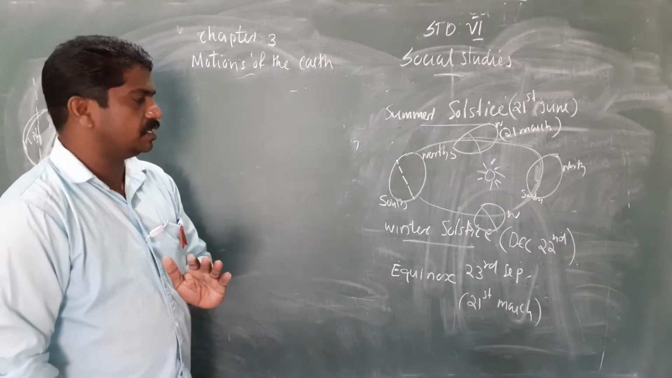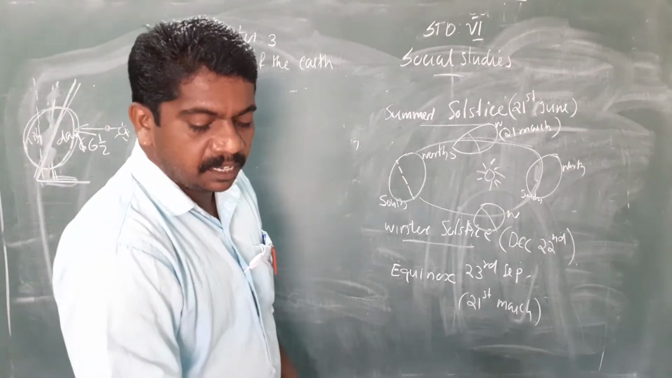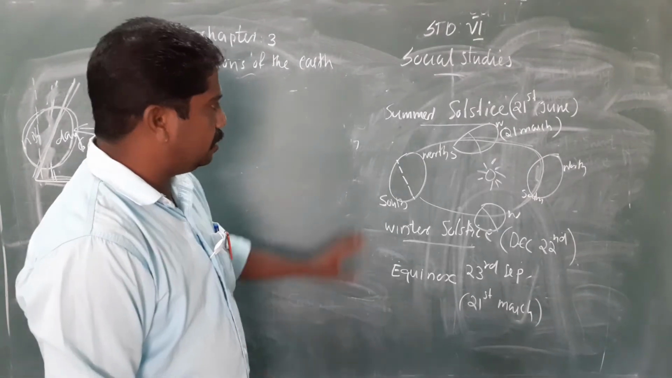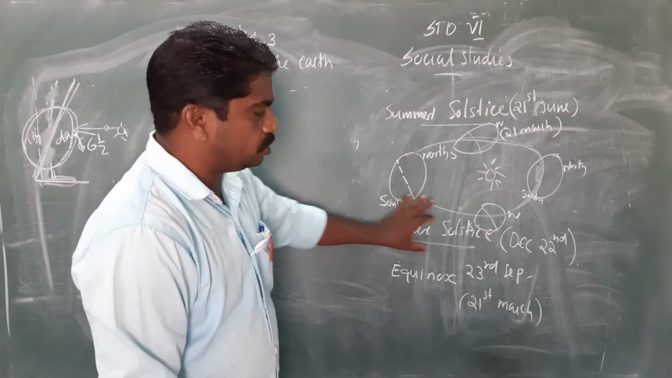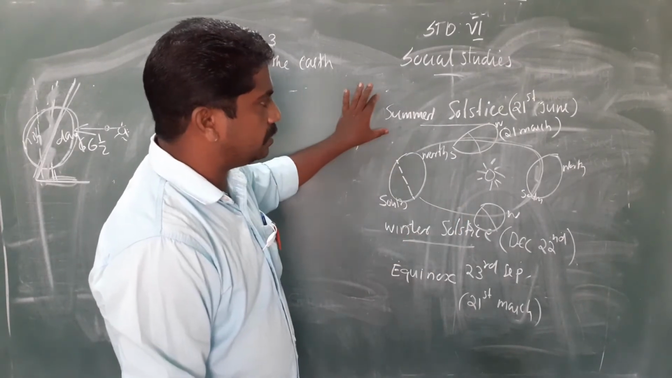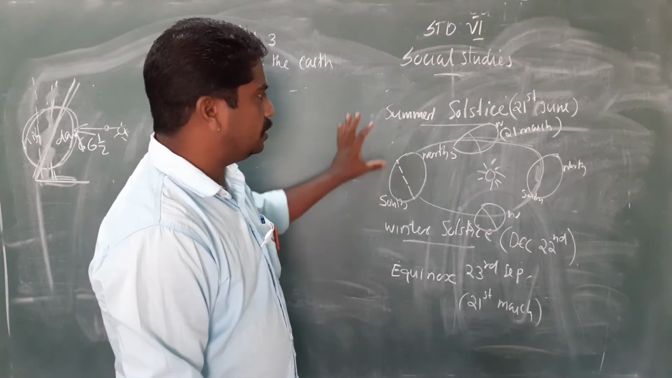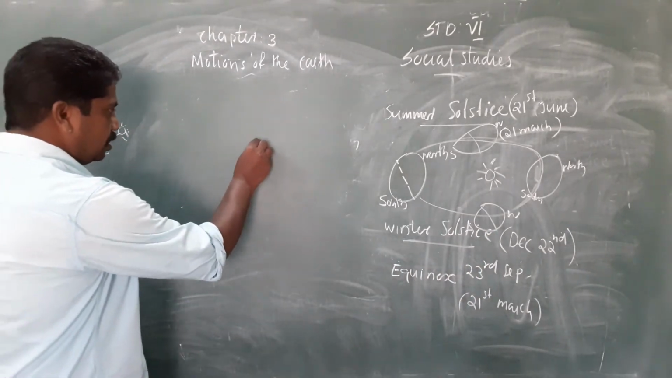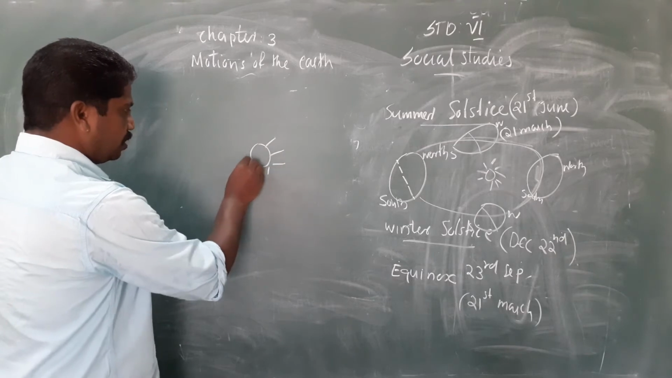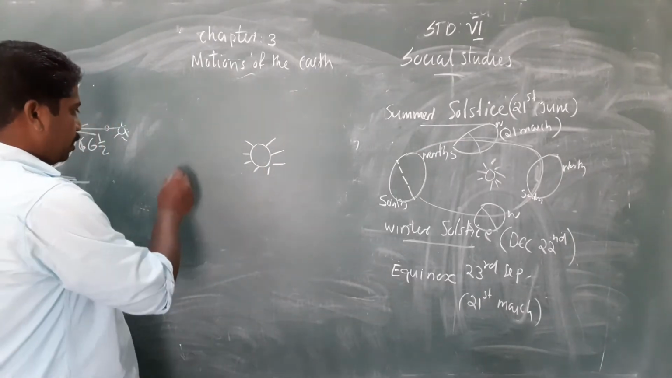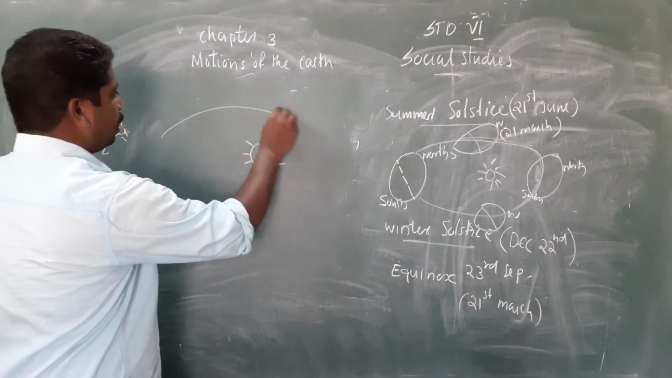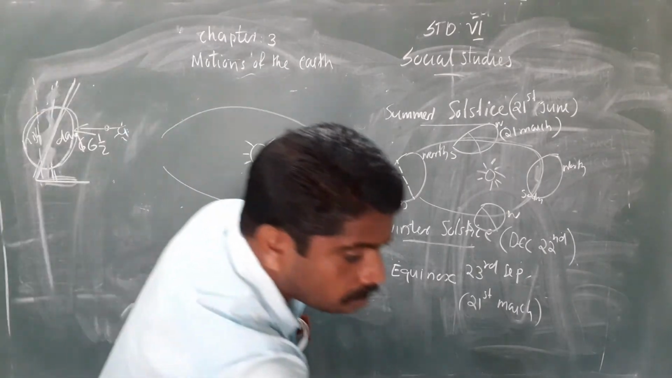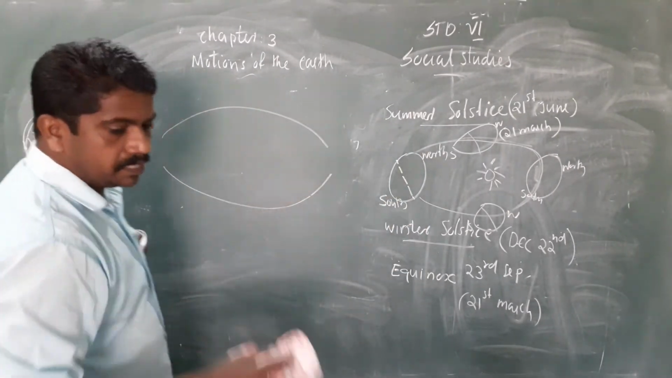Now in this chapter we will also understand two important words: summer solstice and winter solstice. What is summer solstice? I have drawn a picture here. Again I will draw and you will understand this. As you know, this is the sun. Then this is our orbit. You know orbit. What is the shape? Elliptical shape. Orbit is an elliptical shape.